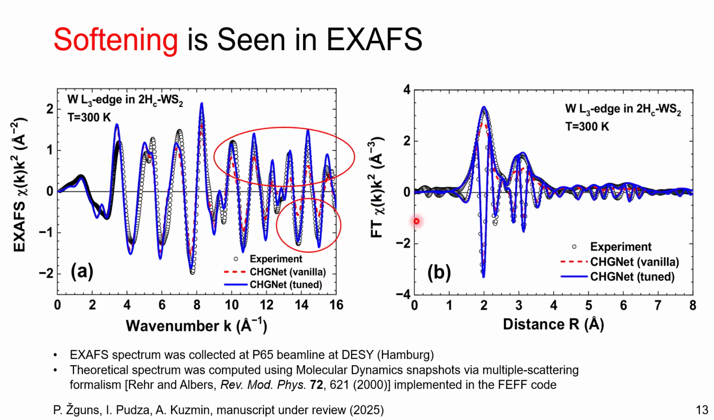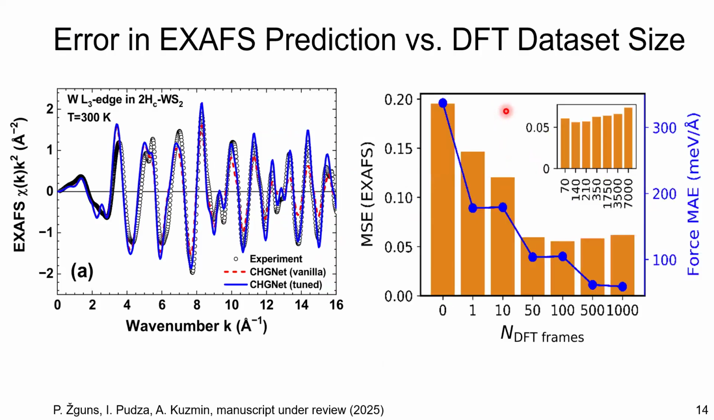You can also see the same in the Fourier transform. Here is an underestimation of the Fourier transform by untuned ChargeNet, and once you tune it, you get it much, much better. But again, the question is about the middle ground: how many structures do we need?